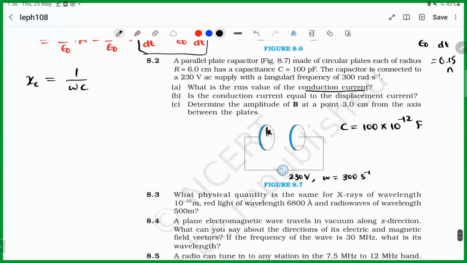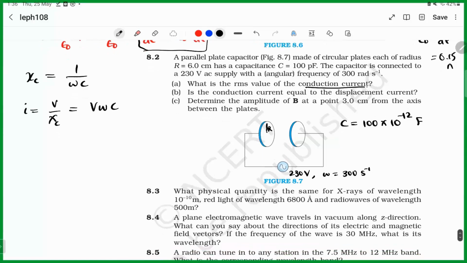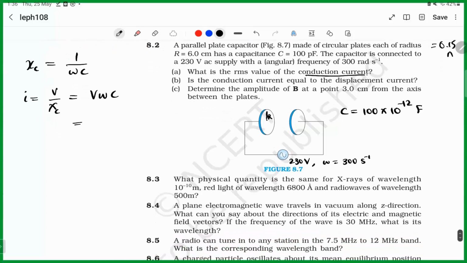So what is the conduction current? We already know that by Ohm's law, current is voltage by the resistance. The resistance equivalent is the capacitive reactance, so in this case, it is this. Clearly we are asked to find the RMS value. This is true for any given instant of time, but right now, we are only asked for RMS. So I RMS is V RMS into omega C.